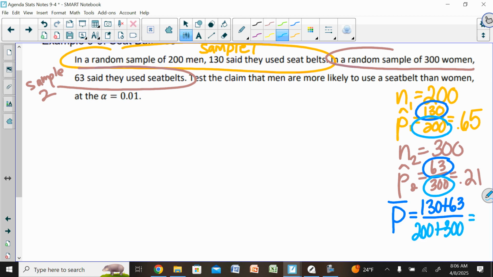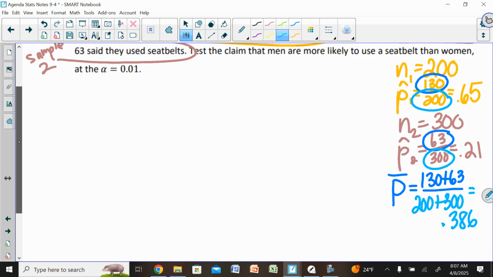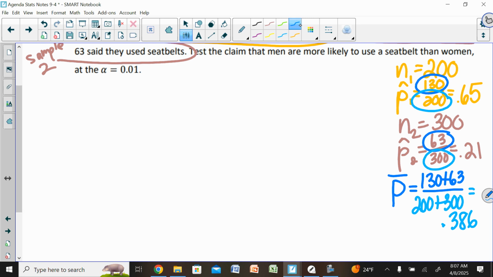When we calculate that out, that comes out to 0.386. Again, 3 decimal places. So I can find q bar then, right? That one's easy. I can find q hat 1 and q hat 2. Let's get over here and start with the test, and we can calculate as we go.